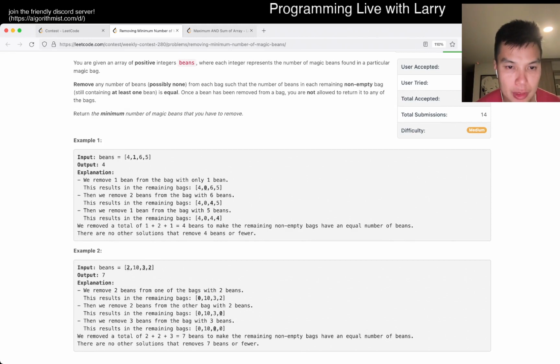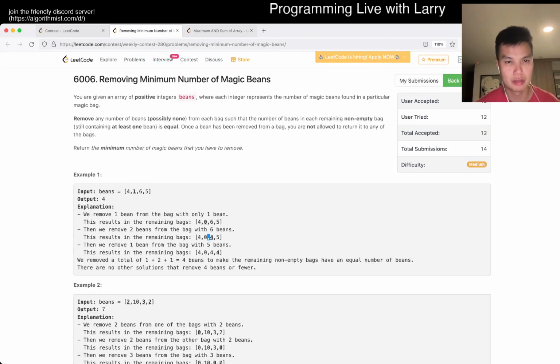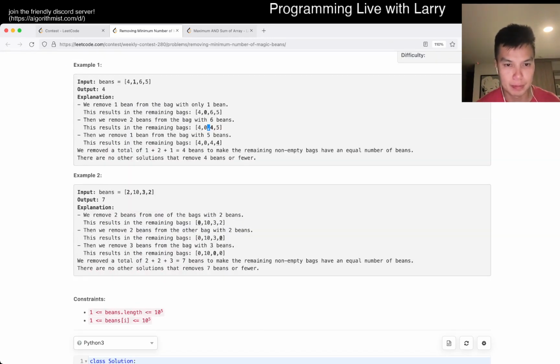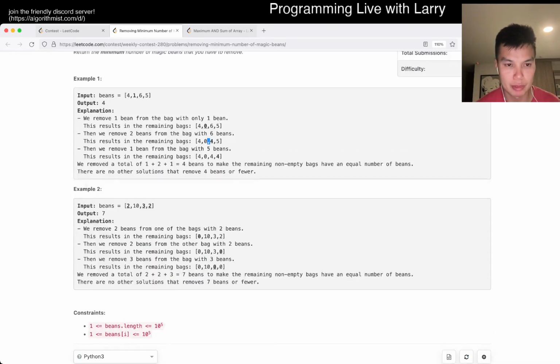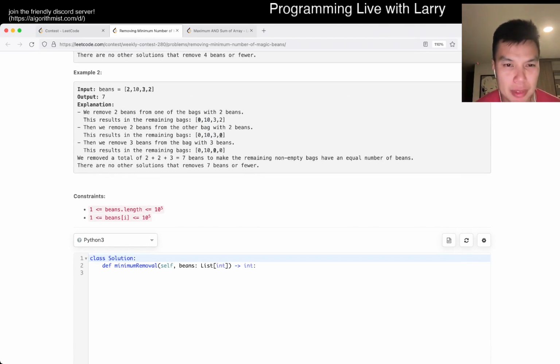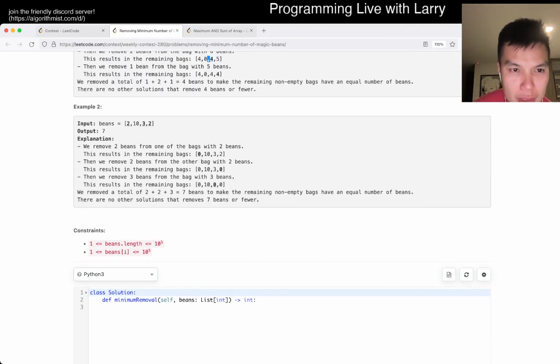Two from 6. Okay. I think this is just testing all the numbers or something. Maybe not. Let's see. Can I do this in a smart way?